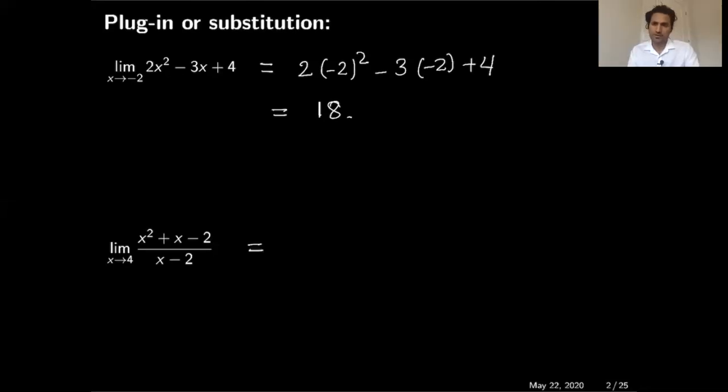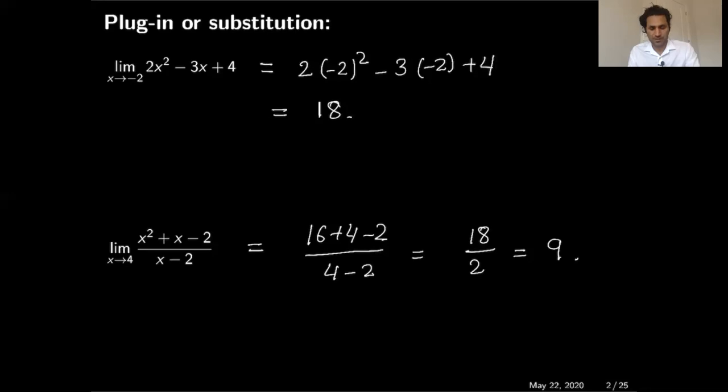Here is another example. If I plug x equal to 4 in the top and bottom, I will get in the top 16 plus 4 minus 2, and in the bottom I get 4 minus 2. By plugging in these numbers, I get 18 divided by 2, which is 9. So this is my limit. So this is direct substitution. If you just plug the value of your input into the function, and if you get a number, then that is your limit.